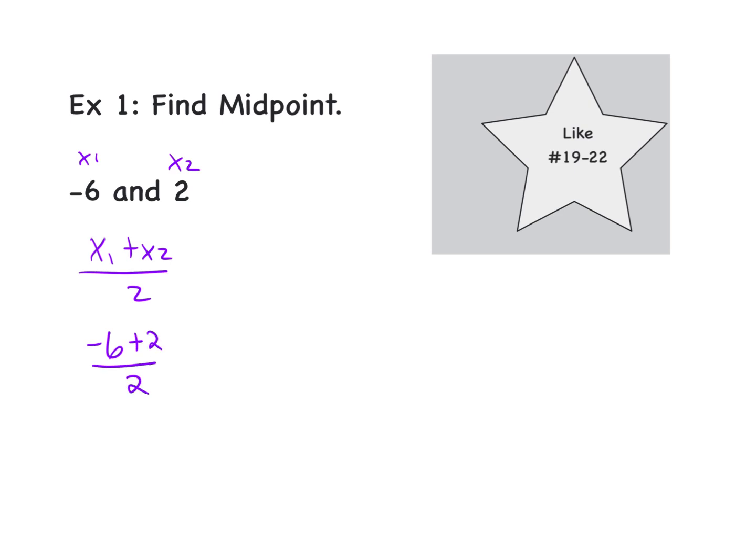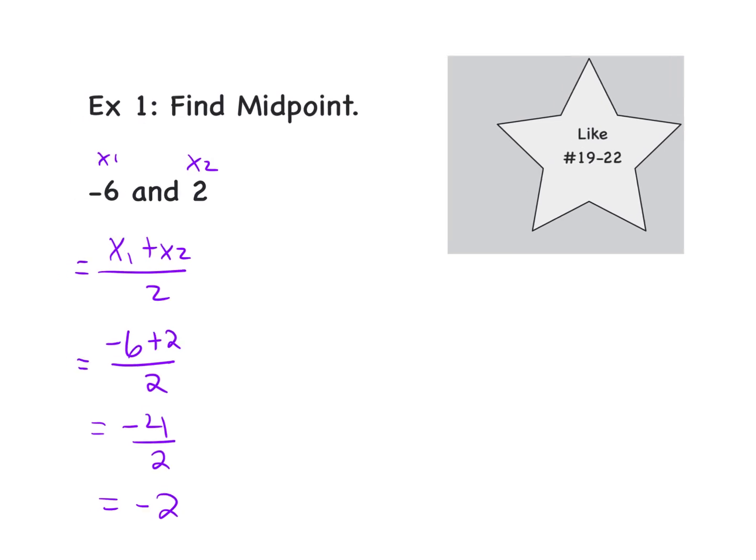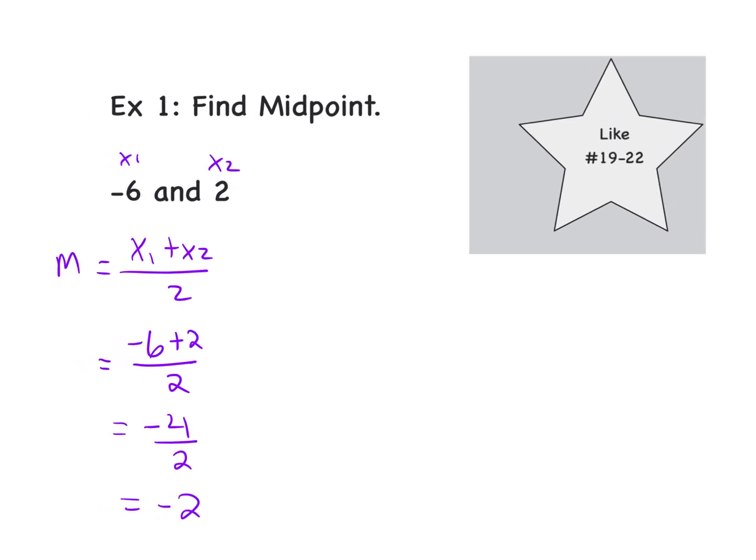Then -6 plus 2 gives me -4. Put my equal signs on each of these. -4, and then divided by 2. And then -4 divided by 2 is -2. Actually, I'm going to label this midpoint. So midpoint on this one equals -2.